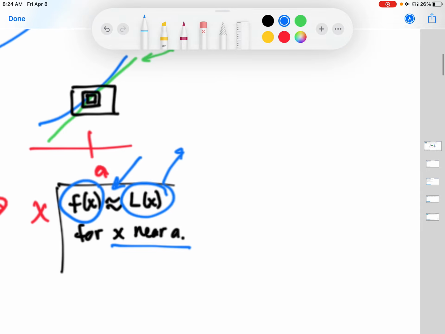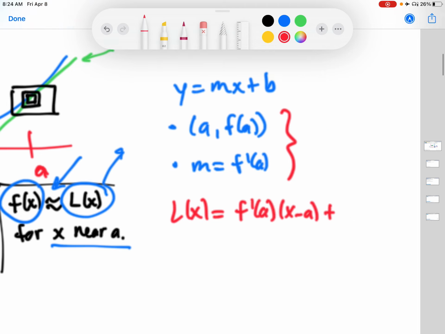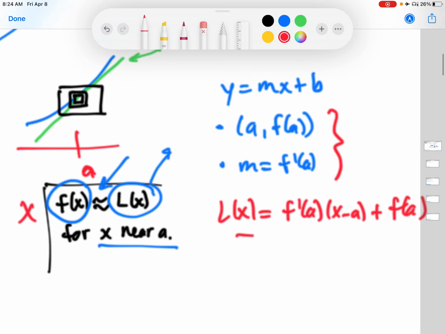And then you might wonder, okay, what is the equation of this tangent line? Then you would say, well, it's a line, so it's y equals mx plus b in the simplest form, that is tangent to the graph at the point a comma f of a. And it's a tangent line, so it has slope f prime of a. So if we use these two pieces of information, we could use the point slope equation. We end up with an equation for L of x that is f prime of a times x minus a plus f of a. So that is L of x.